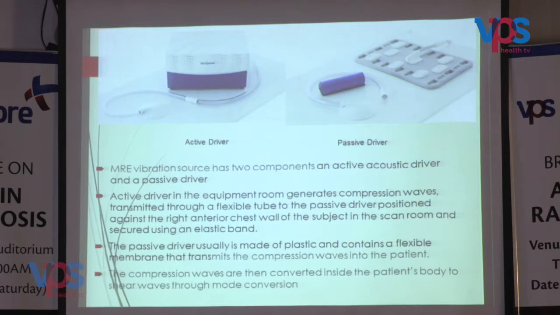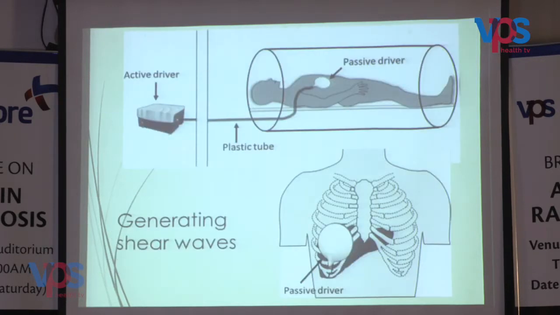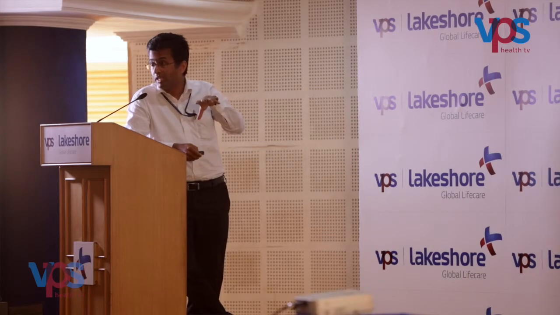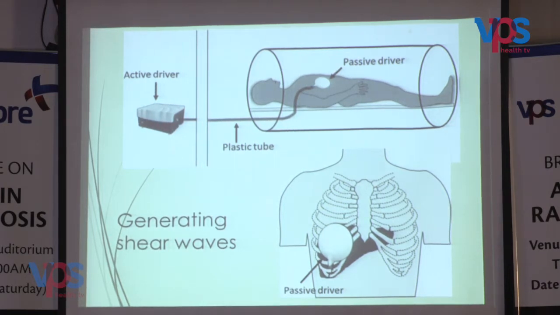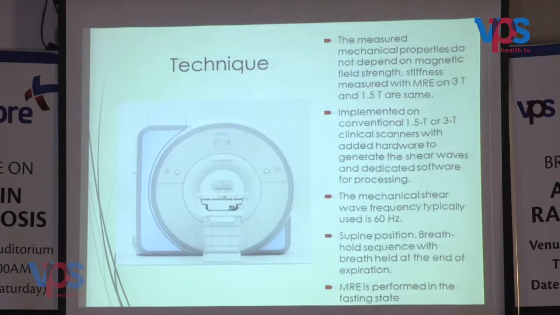So this is the hard drive, this is the active driver, which is placed outside the MR console, and the gantry need not be MR compatible, and this is the passive driver which is placed on the body of the patient. So this is how it works. This is outside the MR scanner, and you have a plastic tube. This passive driver is placed on the organ to be imaged, in this case the liver, and it transmits the sound waves and generates shear waves in the body in whichever organ is to be imaged.